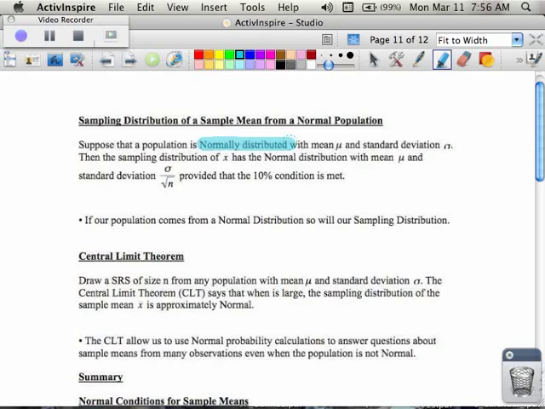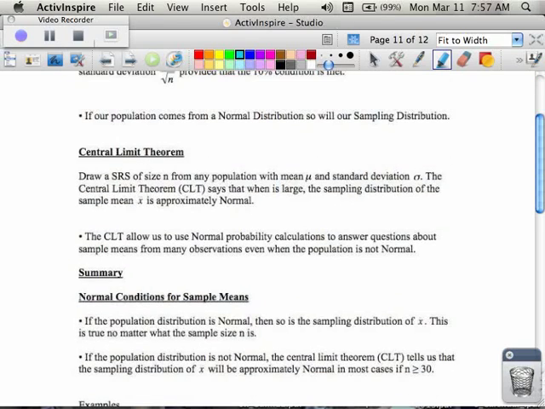So suppose our population is normally distributed with a mean of mu and a standard deviation of sigma, then the sampling distribution will also have a normal distribution. So it doesn't really matter. As long as you know the population's normal, you're good to go. And we already know about the sigma divided by the square root of n and the 10% rule. If our population comes from a normal distribution, so does our sampling distribution. Good news for us. So you can say that on your test. If you're taking a sample and they tell you the population is normal, you can say your sample's normal automatically.